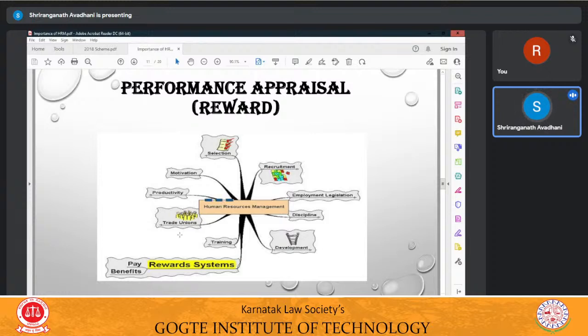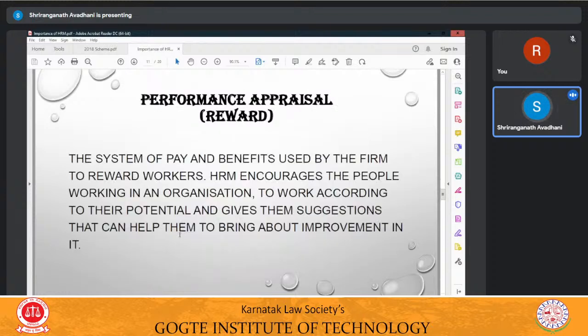So that's why this subject is very, very important. What they say, the system of pay and benefits used by the firm to reward workers, right? To give the incentives, bonus, promotion, transfer, good projects, something like that. HRM encourages the people working in an organization to work according to their potential and gives them suggestions that can help them to bring about the improvement in it.